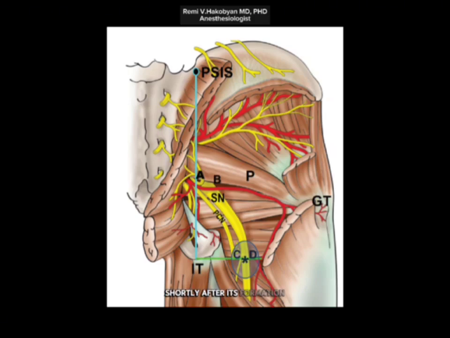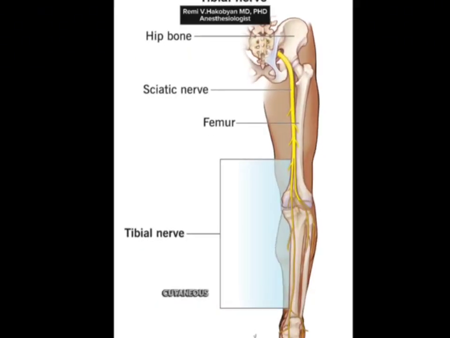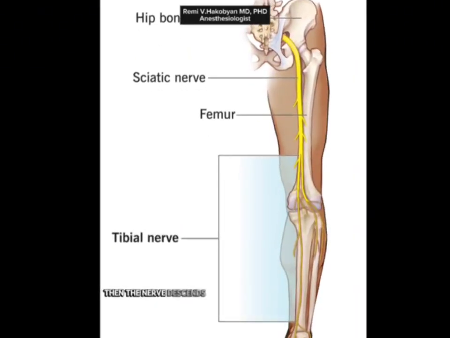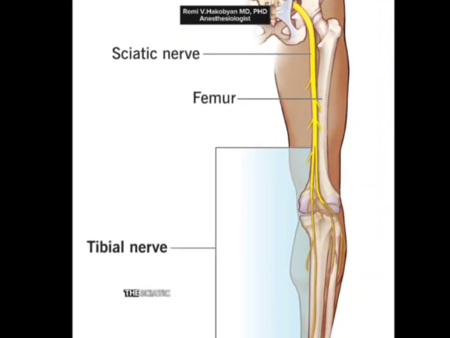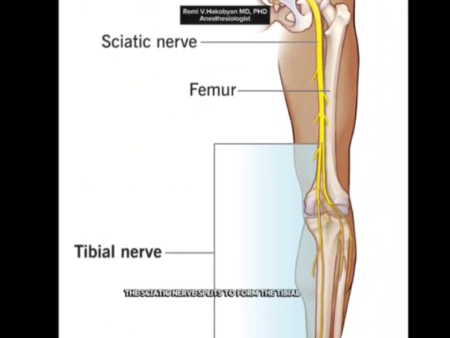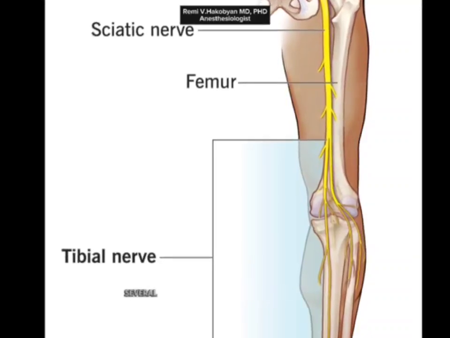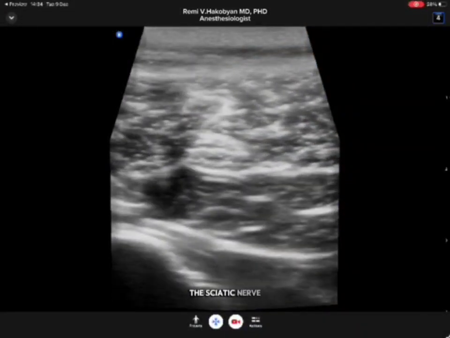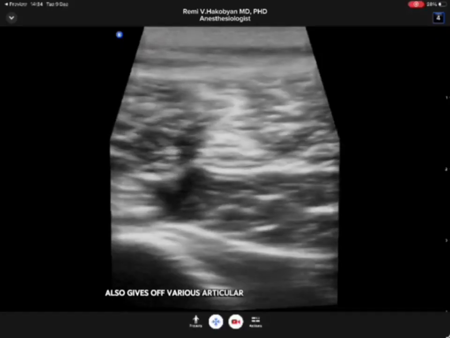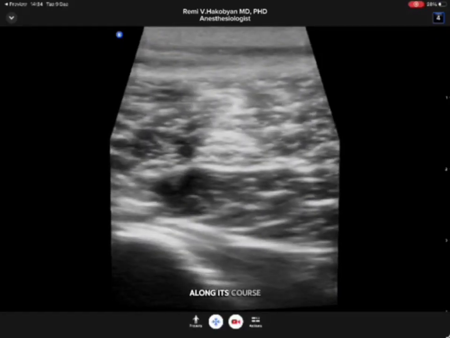Shortly after its formation, the sciatic nerve exits the pelvis through the sciatic foramen, then gives rise to the posterior cutaneous nerve of the thigh. The nerve then descends between the greater trochanter and the ischial tuberosity. The sciatic nerve splits to form the tibial nerve and the common peroneal nerve several centimeters above the popliteal crease. The sciatic nerve also gives off various articular and muscular branches along its course.